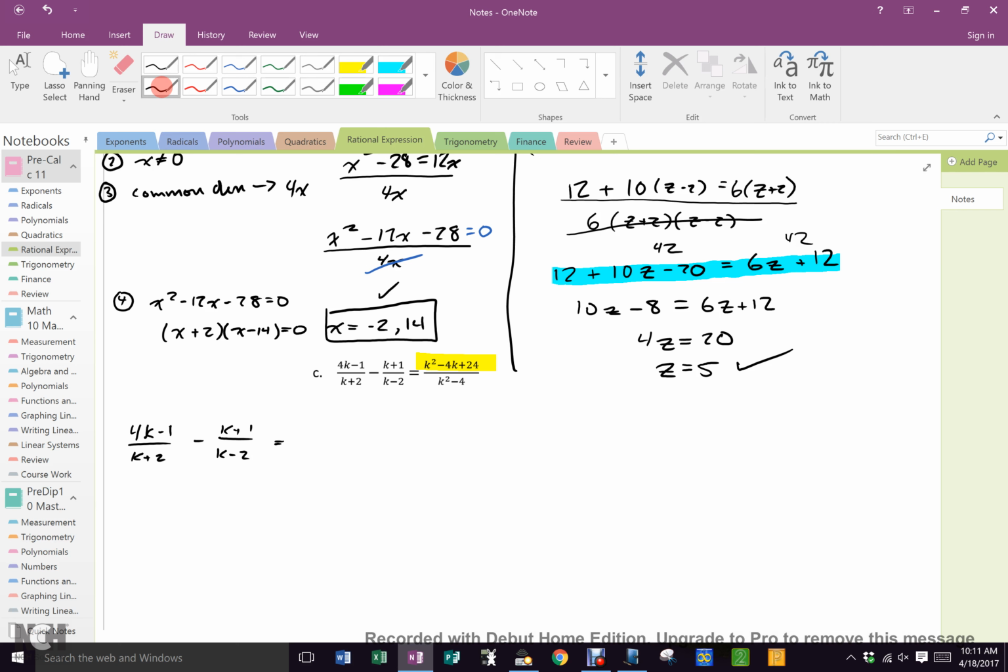Does it factor, Lucas? It doesn't. It looks like it should factor, but it doesn't, does it? So what do we do when we can't factor it? You leave it alone. K squared minus 4k plus 24 over, but this can factor, k plus 2, k minus 2. What now is my common denominator? The whole thing, k plus 2, k minus 2, yes?